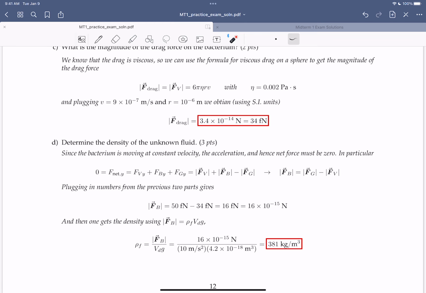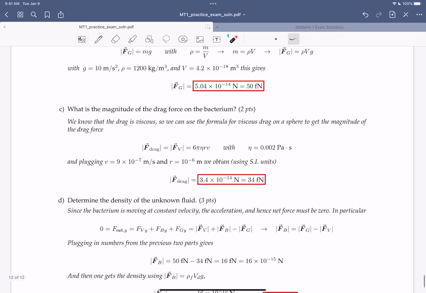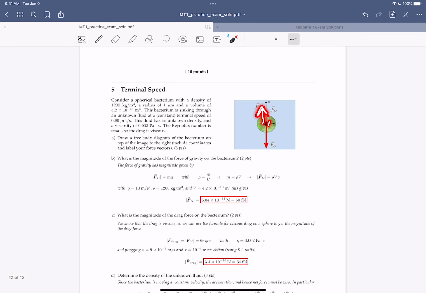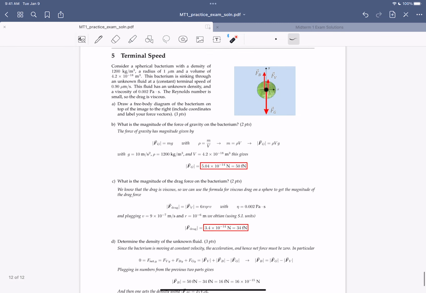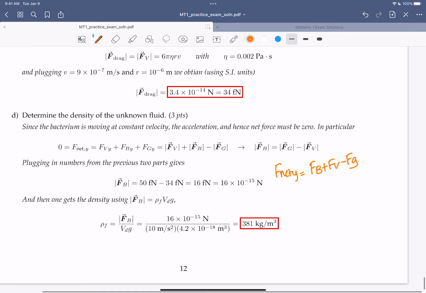My bad. Okay, so for part D here, you're gonna want to set up a net force equation in the y direction, right? So you have your forces in the y direction, FB pointing upwards, FV pointing upwards, and FG pointing downwards. So the way you would set it up is F net y is equal to FB plus FV minus FG, right?